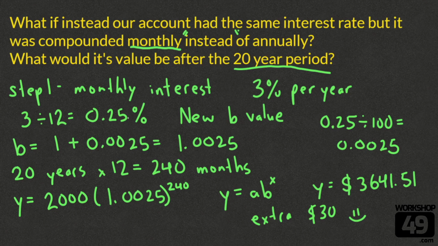The big thing to remember here, folks, when you're doing compound interest is calculating that base value. You have to remember to take your interest rate, divide it by 100, and add it to 1. Once you have that b value, usually the rest of the equation is going to fall into place.